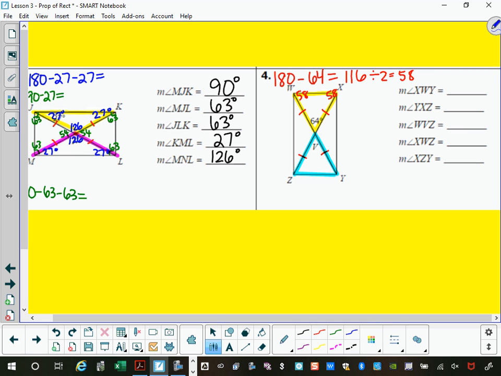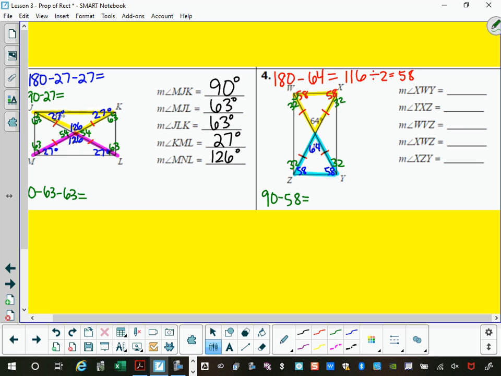So did you guys get 58 degrees down here? And 58 degrees? And 64? Did we at least do that good? Okay. Now we moved on to the other triangle on the side. This is the right angle, right? So we do 90 minus 58, what are we left with? Okay, so this is 32, and this guy is 32. So that guy is 32, and that guy is 32. Did we get that? Good.